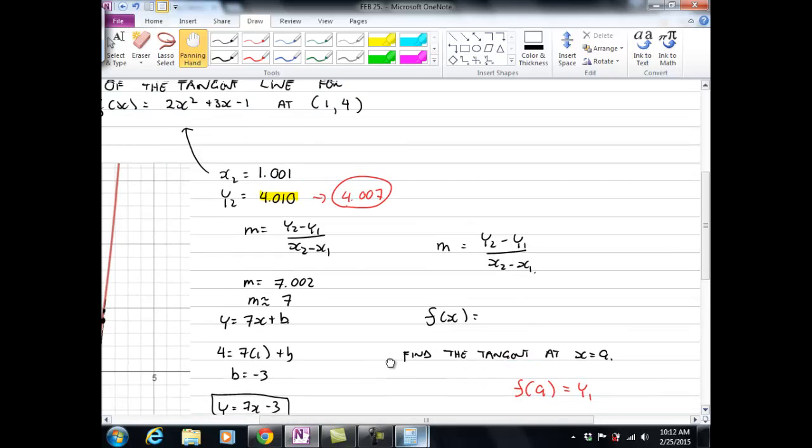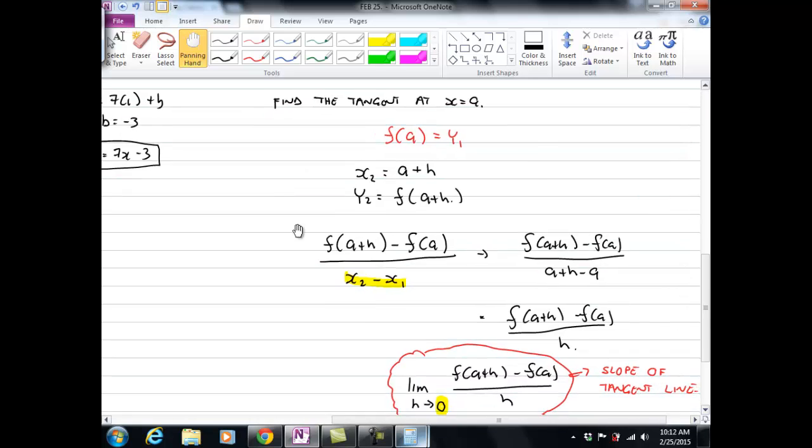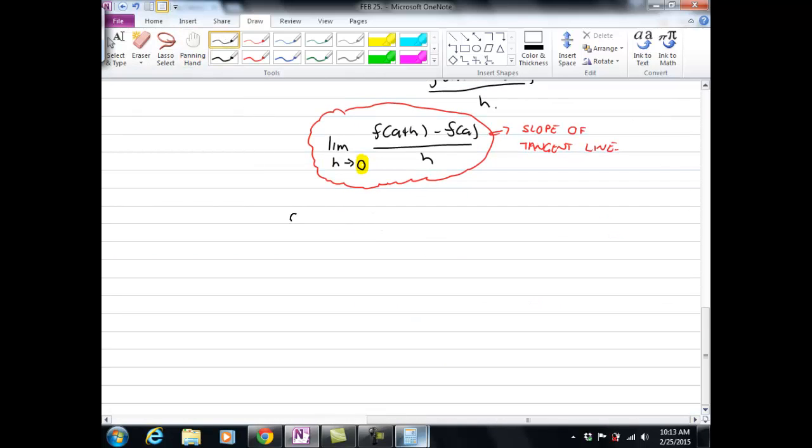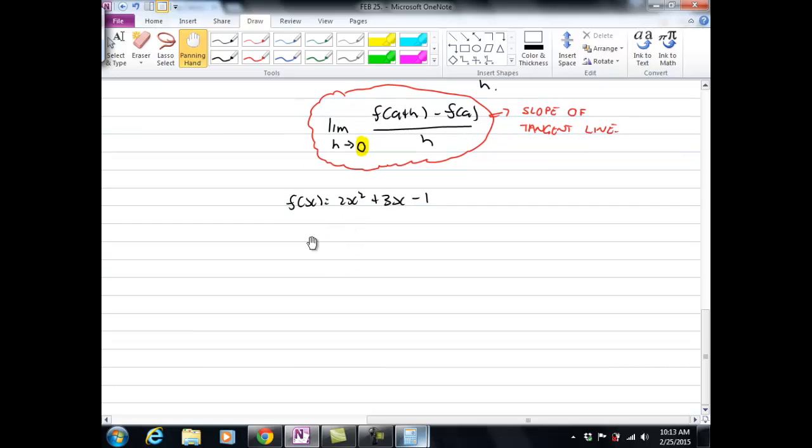So my equation was 2x squared. Let's write this down. f of x equals 2x squared plus 3x minus 1. If you sub in a value, that is not accurate because you're guessing. What this limit equation does is it gives you the most accurate and precise answer because you're approaching 0. So now we're going to do this slowly, because if you do this in one shot, it's going to mess you up really big.